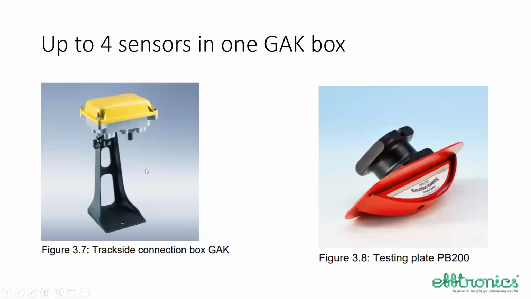This is the trackside connection box. It is nothing but a terminal box actually, there is no electronics, nothing available. And this is actually the dummy wheel, which is used for simulating the movement of a wheel over the transducer.